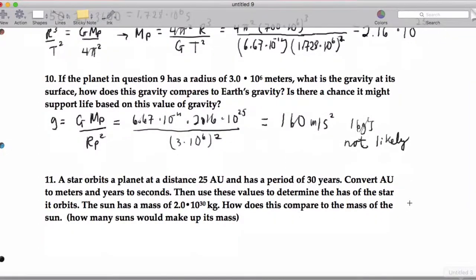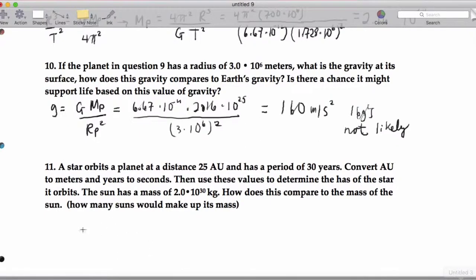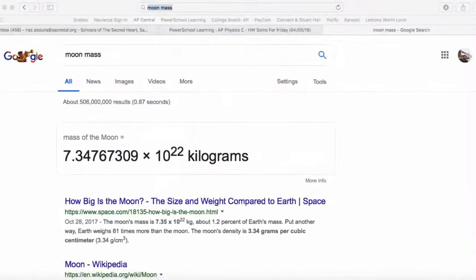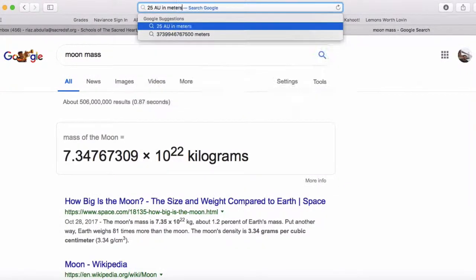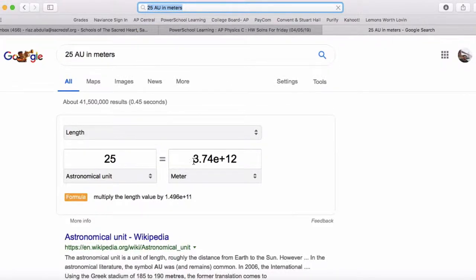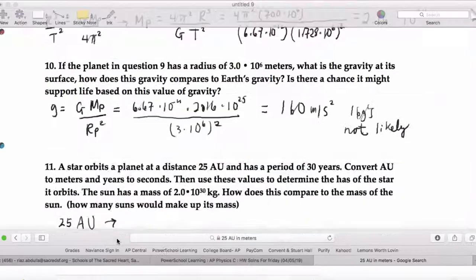Next, we say a star orbits a planet at a given distance and has a period. And we actually want to get the mass of the star that it orbits. So let's go ahead and do that now. So 25 AUs in meters. I'm going to actually use Google for that. So we will say 25 AU in meters. That's getting me 3.74 times 10 to the 12th.